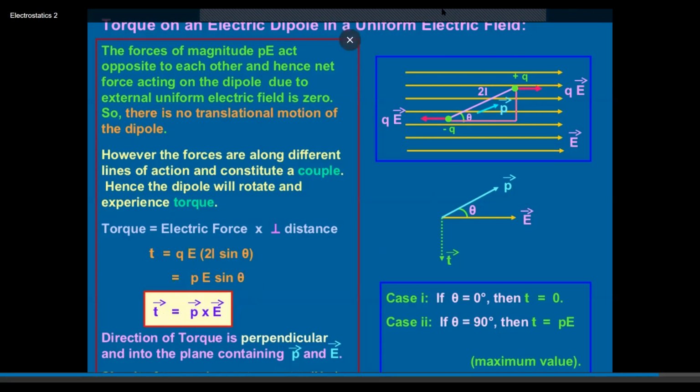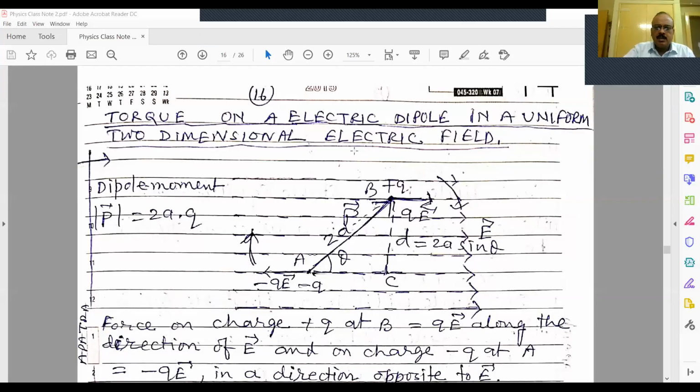Now observe here. It is your class note, and we have to prepare according to this note. Torque on an electric dipole in a uniform two-dimensional electric field.